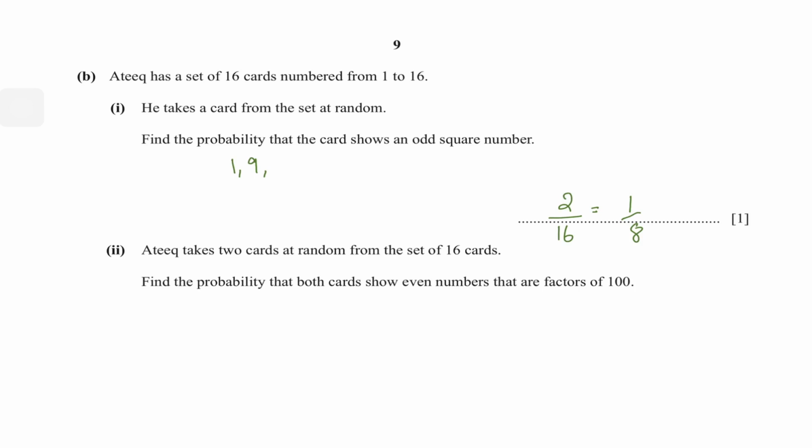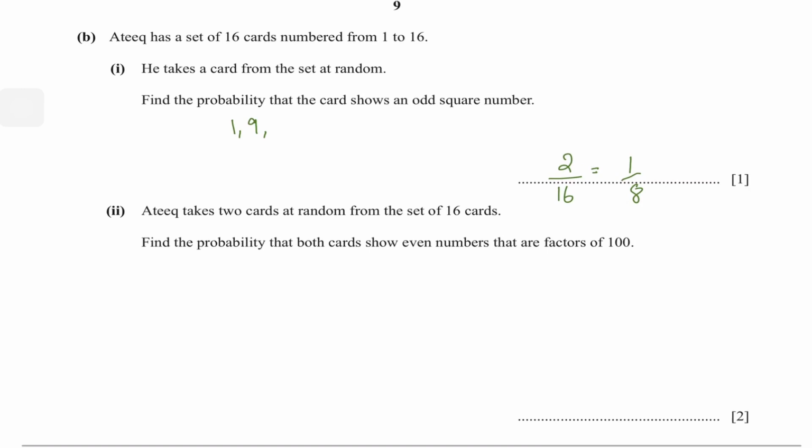Now let's do the next part, which is B part 2, which says Atiq takes 2 cards at random from a set of 16 cards. Find the probability that both cards show even numbers that are factors of 100. So let's first write down all the factors of 100. So we have 1, 2, 4, 5, 10. So even factors of 100 here are 2, 4, and 10.